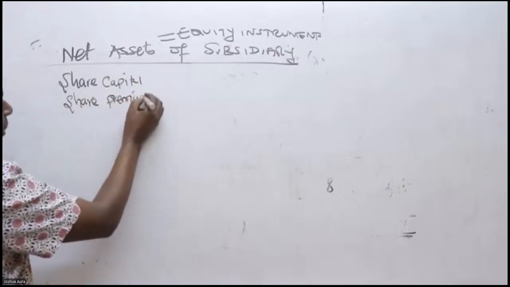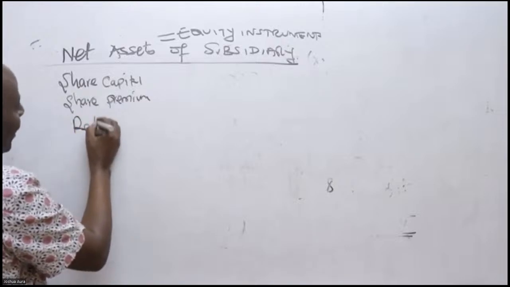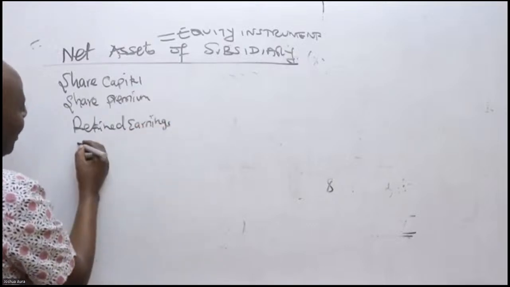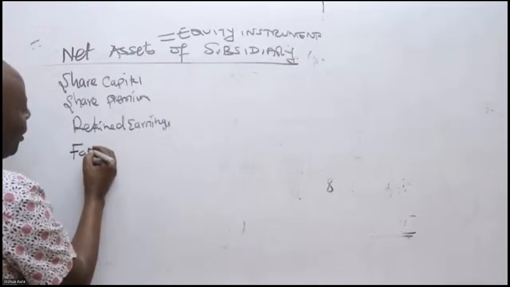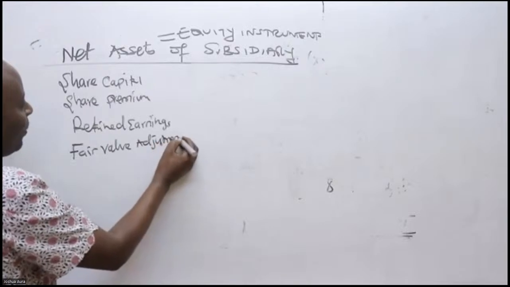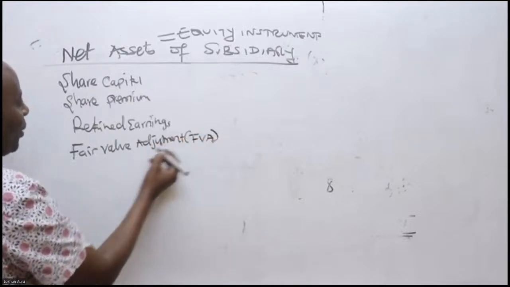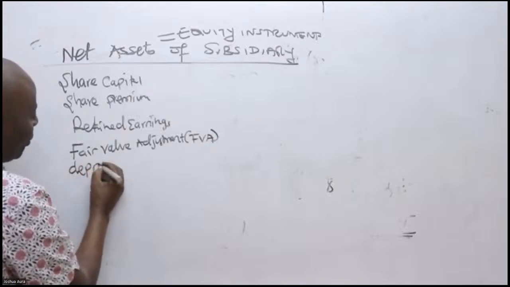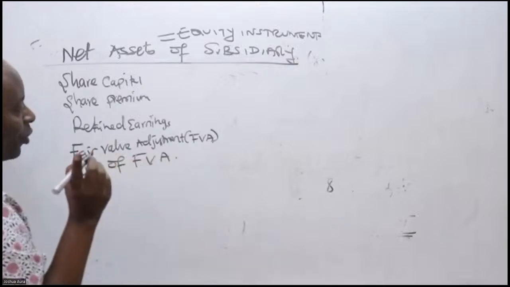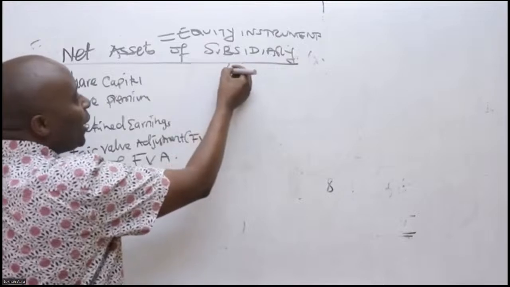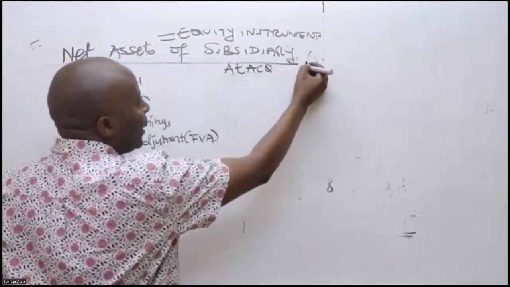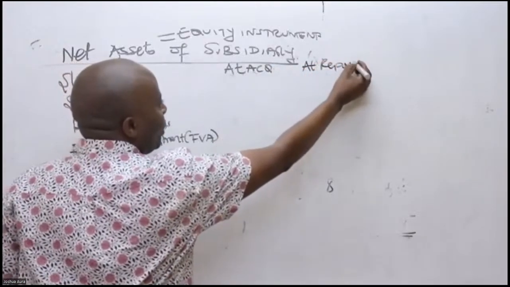we have in this case the retained earnings, and then we have what we call the revaluations or the fair value adjustment, and then we shall be having what we call depreciation of fair value adjustment. Those four things. Listen, before you start writing, we shall get these net assets at acquisition and at reporting.